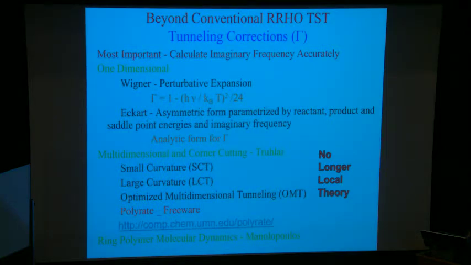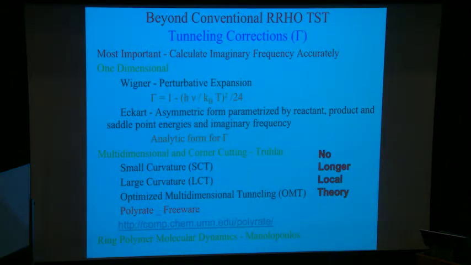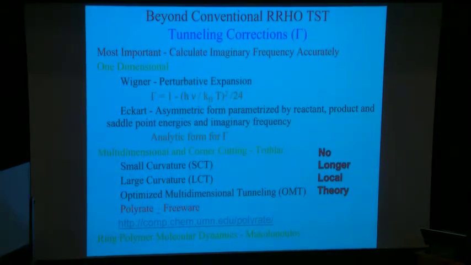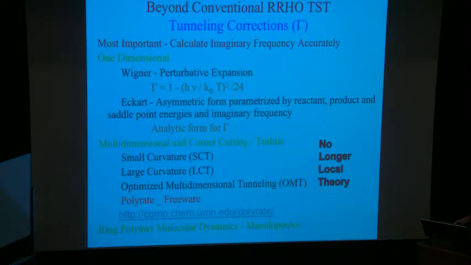But sometimes it is. Truhlar has done tremendous work at deriving ways to calculate tunneling corrections. And he has a code that he calls Polyrate. It's freeware. You can get it from this site. Recent progress is something called ring polymer molecular dynamics. Some of the people in the Green group are doing this now. David Manolopoulos is really the key proponent of it originally. I don't have much experience with that.